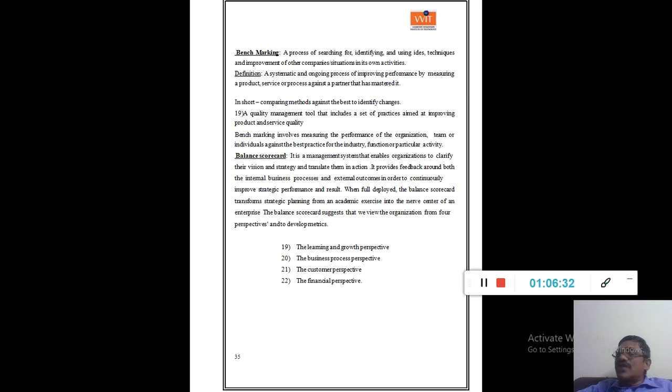Then balanced scorecard. There are 4 perspectives we will consider in the balanced scorecard. What are they? The learning and growth perspective, the business process perspective, the customer perspective, and the financial perspective.